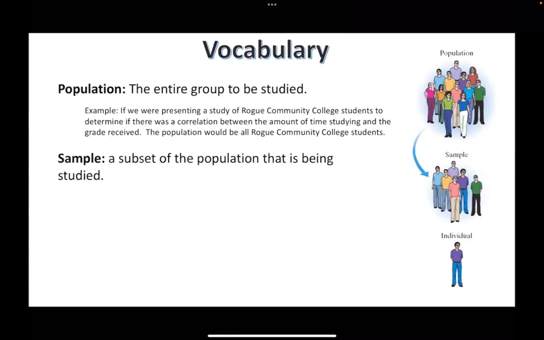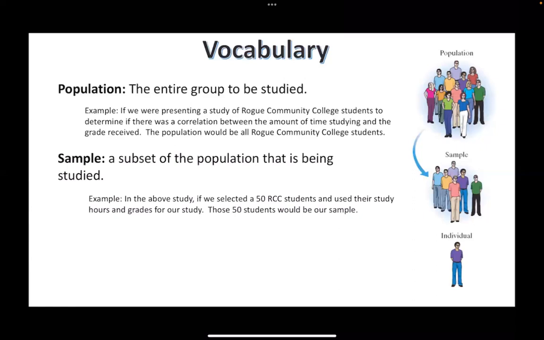Next, we have a sample. So a sample is a subset of that population. So if I took 500 US voters, those 500 voters would be my sample. So in the RCC example, if we select 50 RCC students and use their study hours and grades for our study, those 50 students are our sample.